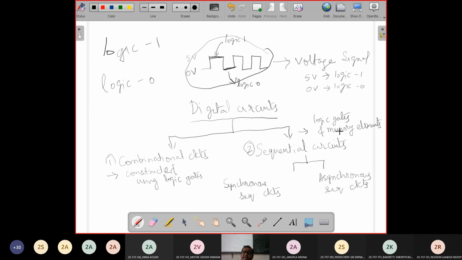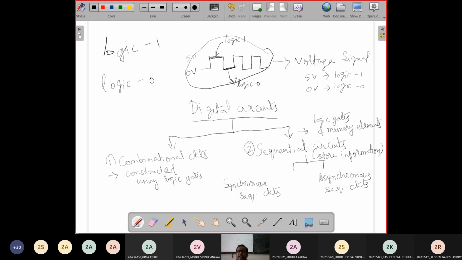Whenever I say memory elements, I'll be able to store information here. So in this type of circuit, I'll be able to store information. Whenever you are talking about sequential circuits, you can store some information. As they have memory elements, they can store some data for us.